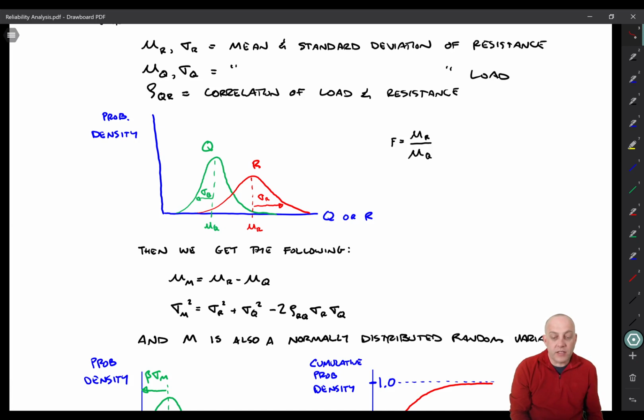The reason why we subtract it is that if the load and resistance are strongly correlated, that means that if the resistance is high, then the load also tends to be high. And so that reduces the standard deviation of the difference between those two random variables.